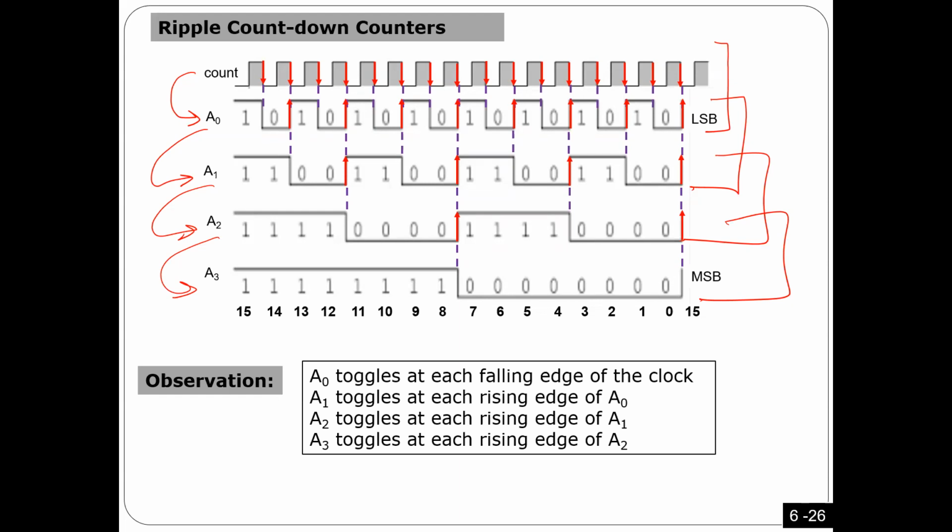So if I can make a circuit this way, number one, all the flip-flops are toggling. So I'm gonna make the input so that every clock they toggle. Okay, that's number one. Number two, this one has to toggle at falling from this one.